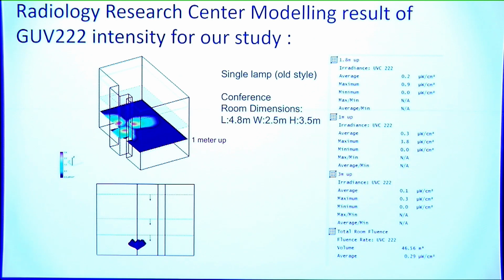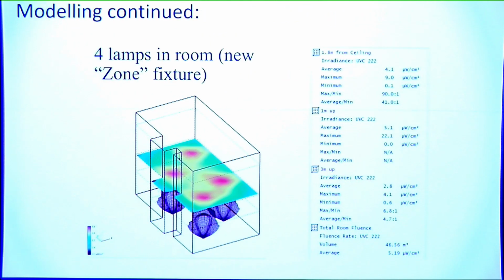And thanks to the colleagues from the Radiological Research Center at the medical campus, they helped us decide the fluence rate in our room for our study. Under the 1-lamp condition, the average fluence rate in the room is about 0.29 microwatt per square centimeter. And for the 4-lamp situation, accounting for the different fixtures of the lamps, the average fluence rate is around 5.19 microwatt per square centimeter.